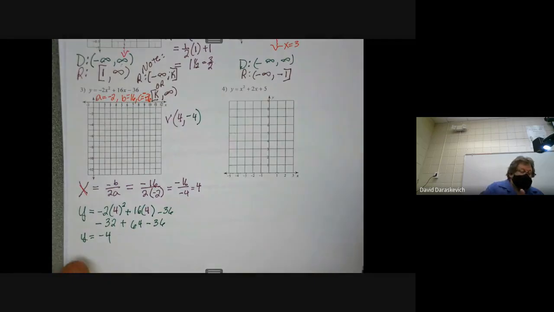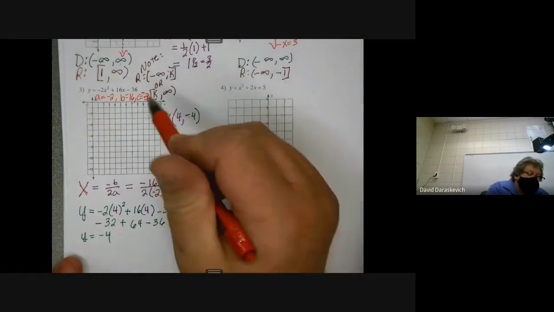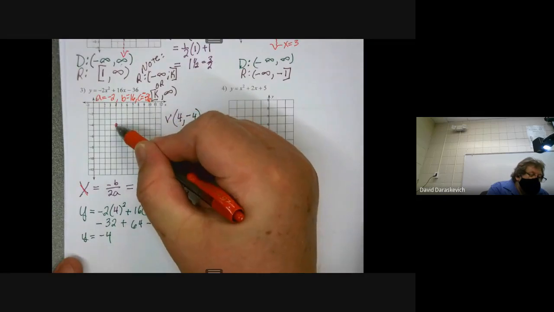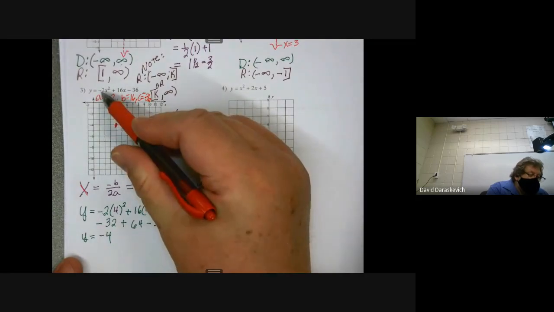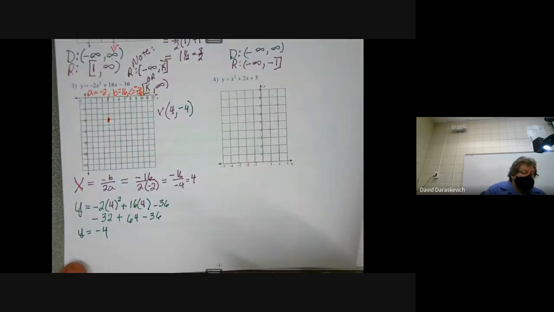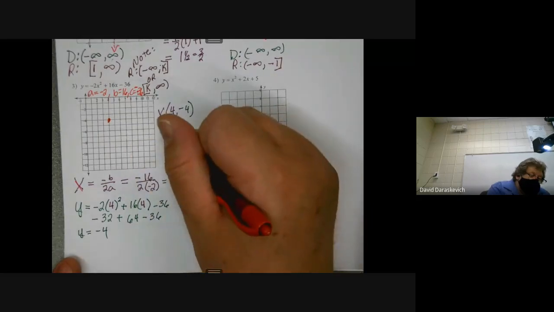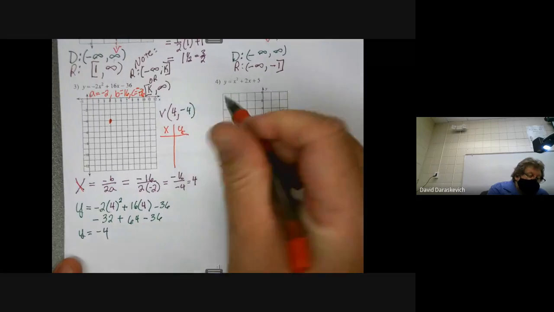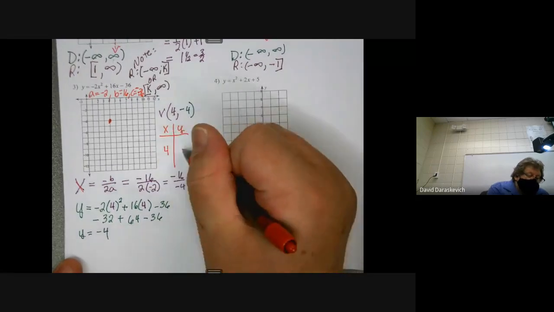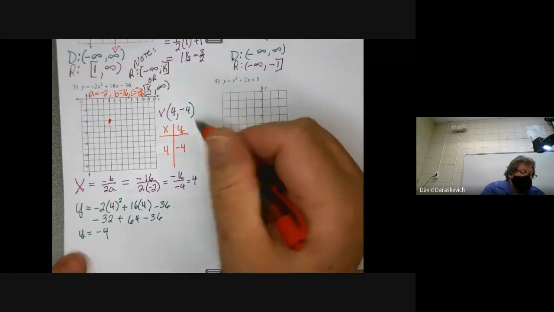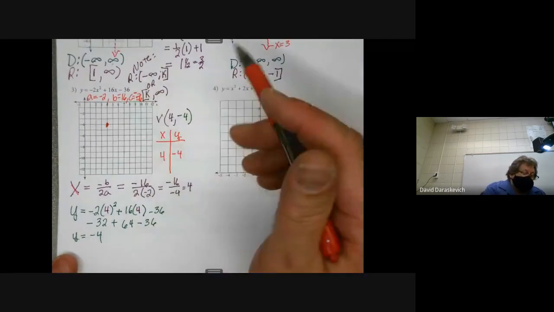So my vertex, let's see, 4, negative 4. I know it opens down because my a is negative. So then I've got to pick some points. Okay, x, y. I'll agree, this is not an easy form to use for graphing a quadratic function. This one would probably be easier to use a calculator.